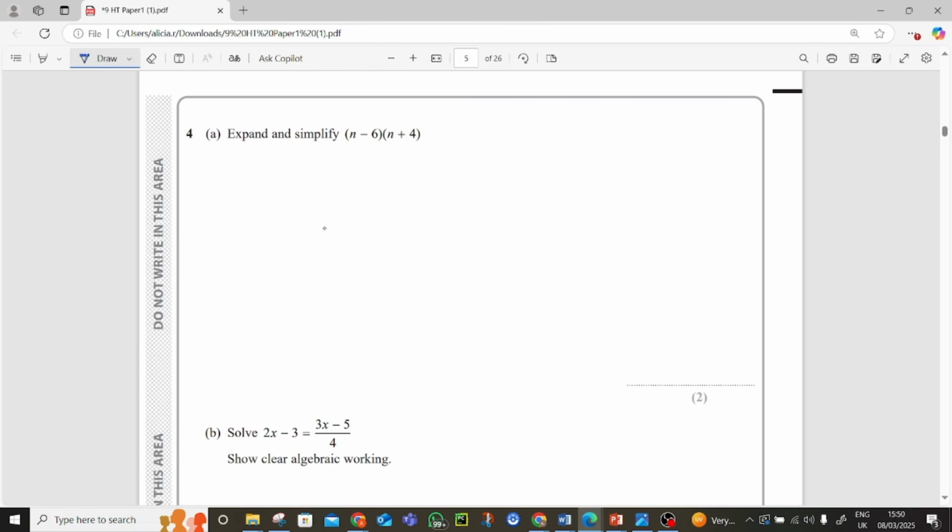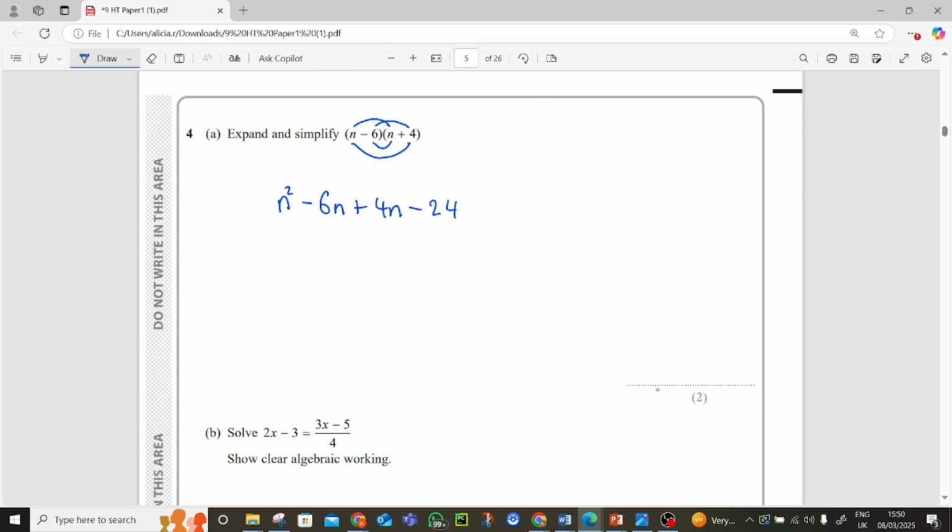Okay, moving on to the next question. This is an expansion. So here you could use FOIL, you could use a grid, or you could use these smiley faces. Either way, you're going to multiply everything in the left hand bracket by everything in the right hand bracket. So n times n is n squared, minus 6 times n is minus 6n, 4 times n is plus 4n, and then lastly, minus 6 times minus 4 is negative 24.